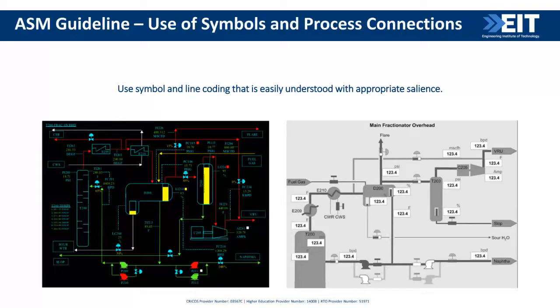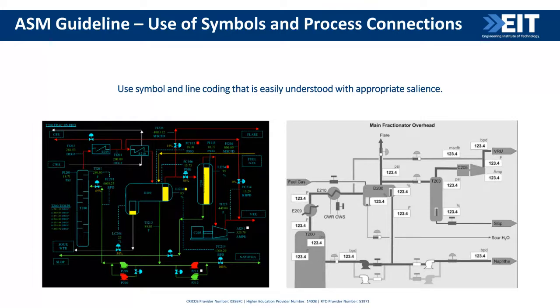Okay, so the next guideline is use of symbol and process connection. So use symbol and line coding that is easily understood with appropriate salience. With consistent coding and appropriate salience, the operator will be able to focus on the most important information first. This will also ensure fewer errors in identifying and recognizing the equipment, the flow lines, and the process information that the display is trying to communicate to the operator.